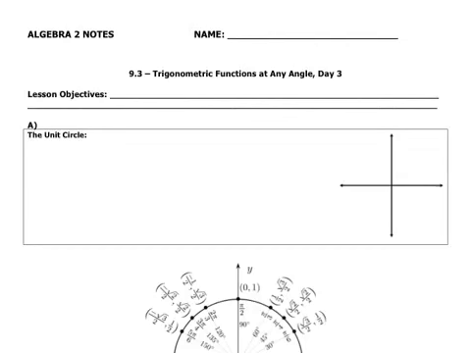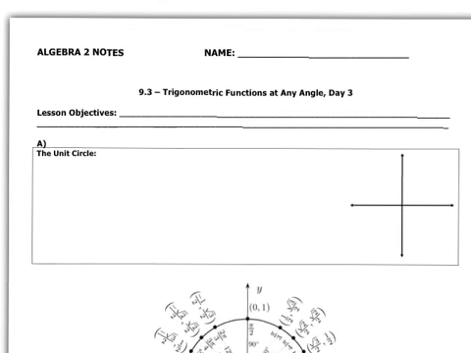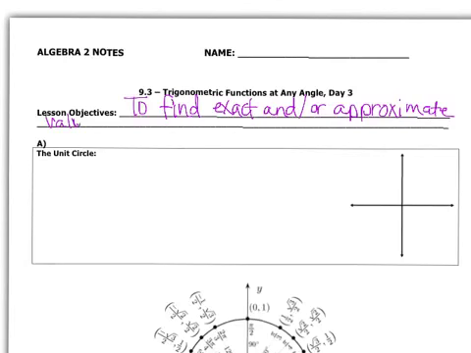What we're trying to do is finally, it's been building forever, it seems like, finally taking everything we've done the last few days and putting it all together in our unit circle. So what we are going to be doing is to find exact and/or approximate values for our trig functions at any angle.